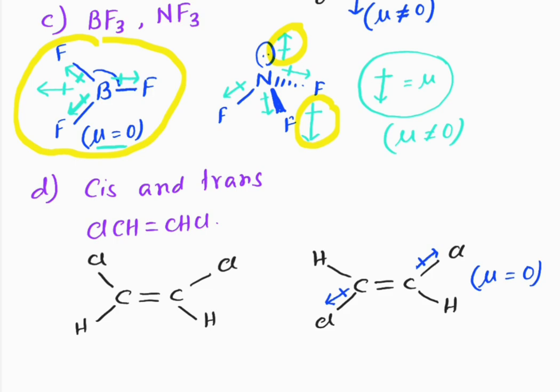But in case of the other one, the bond moment due to this carbon-chlorine bond is acting in this direction, and the bond moment due to this carbon-chlorine bond is acting in this direction. So the resultant of these two bond moments will be acting in the upward direction. So in this case mu is not equal to 0, that means this molecule will have an appreciable dipole moment.